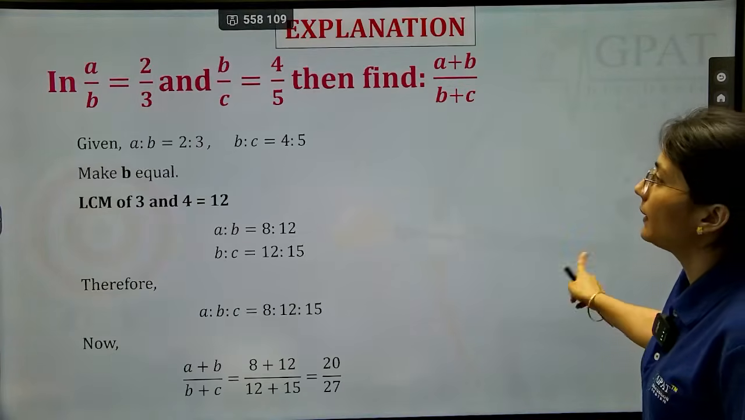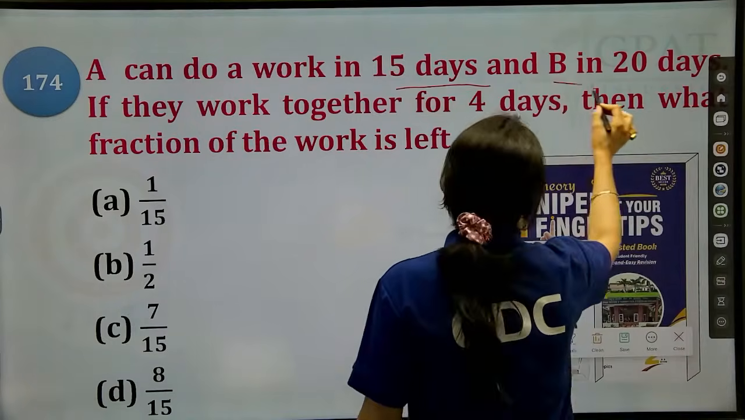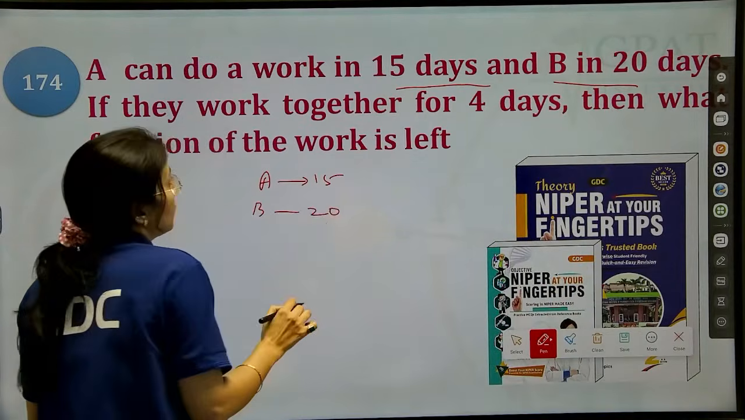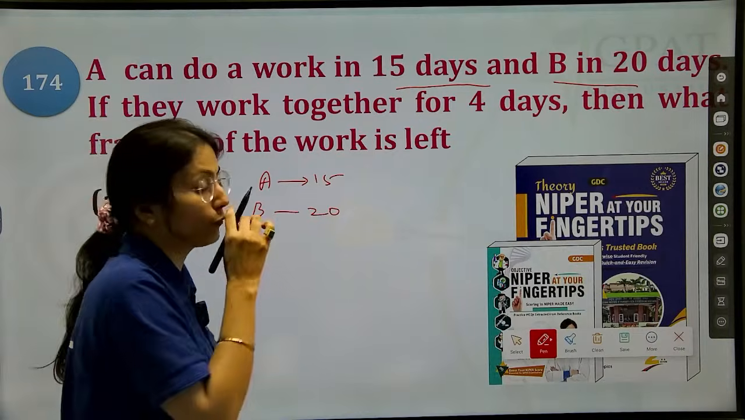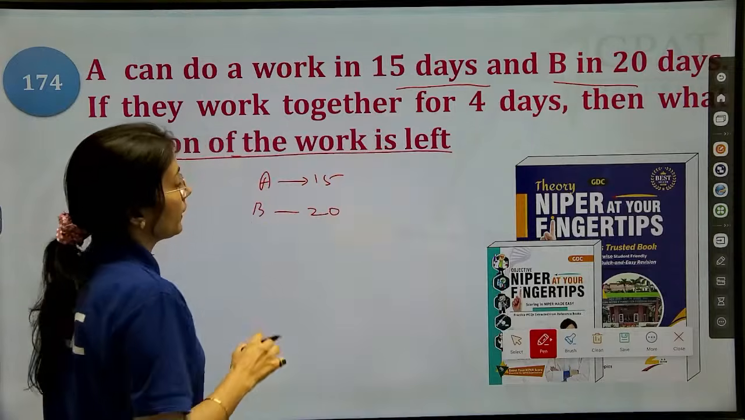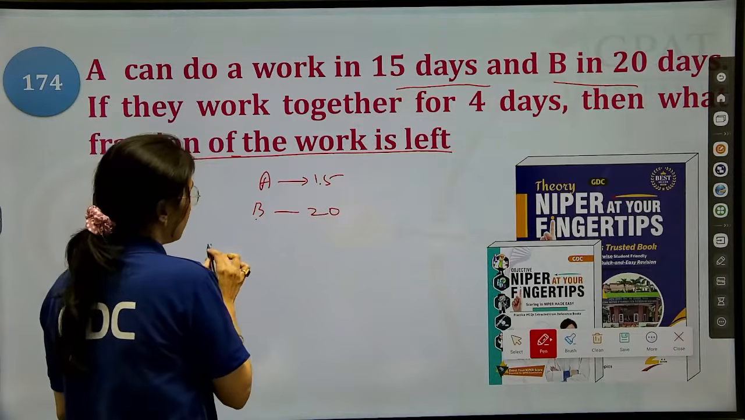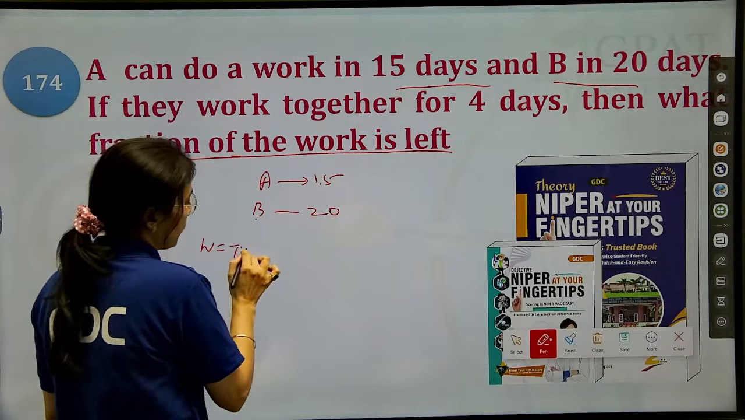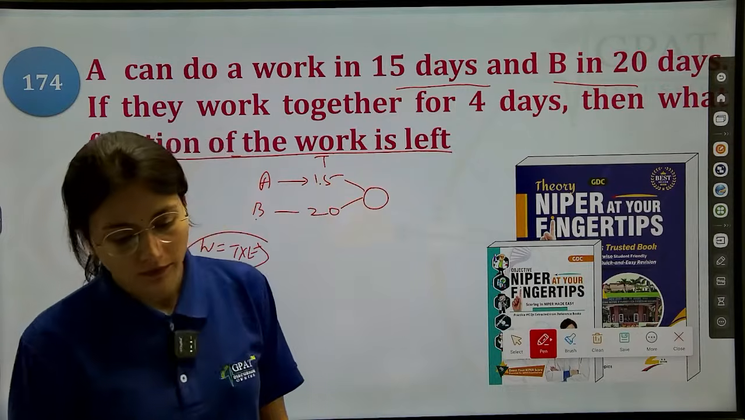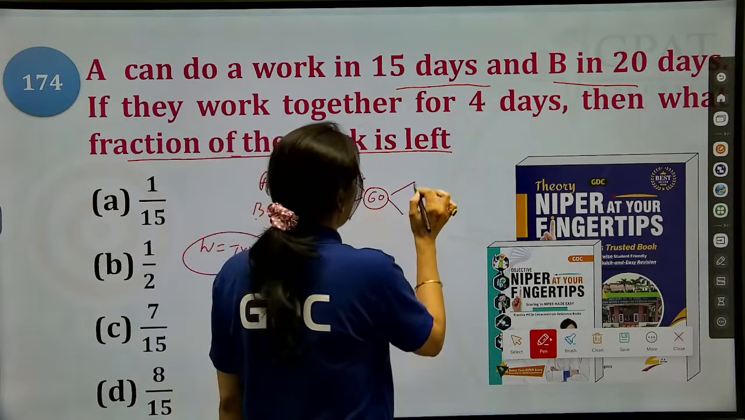Next is question number 174. A can do a work in 15 days, B in 20 days. If they work together for 4 days, we have to find what fraction of the work is left. As we know, work is equal to time into efficiency. First we have to find the total work by taking the LCM, that is 60. So 15 times 4 and 20 times 3.